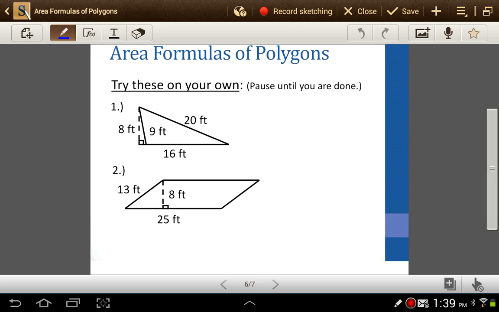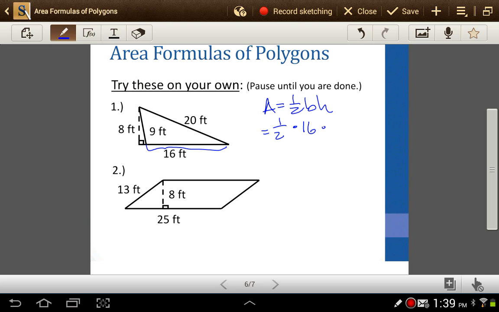The first shape is a triangle. The dotted lines on the outside don't mean anything. So I'm going to do area equals 1/2 base times height. So that is a triangle. So that's 1/2. My base is 16. That's the distance from here to here, times 16.